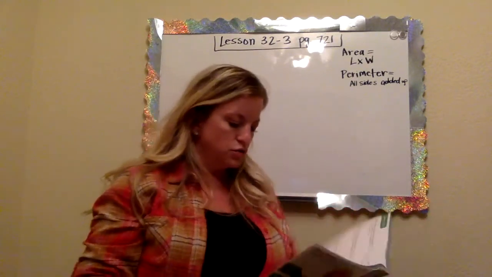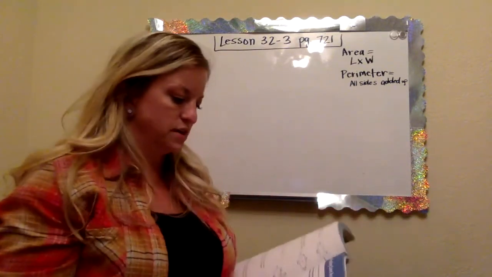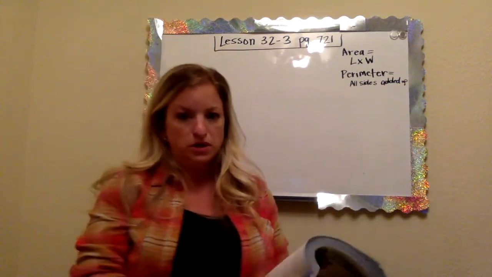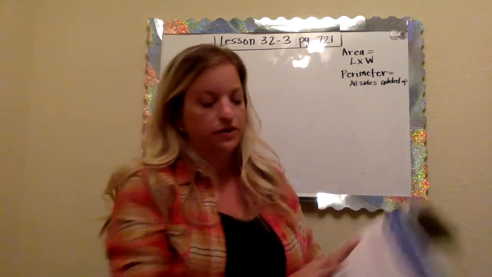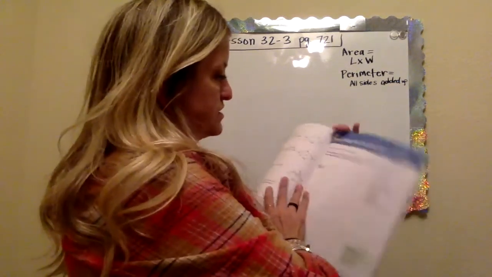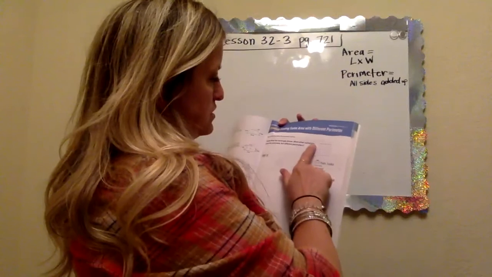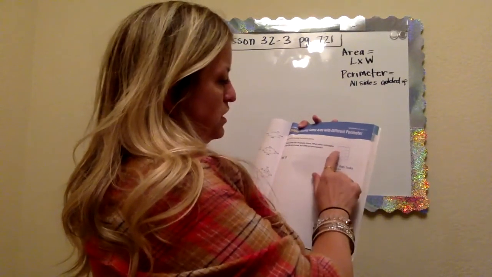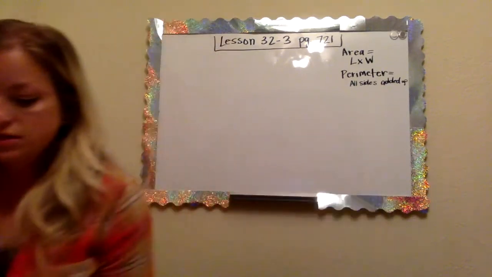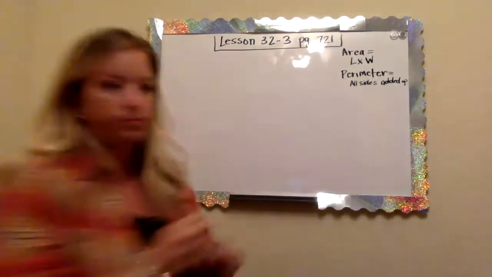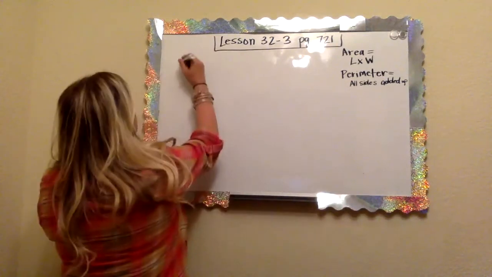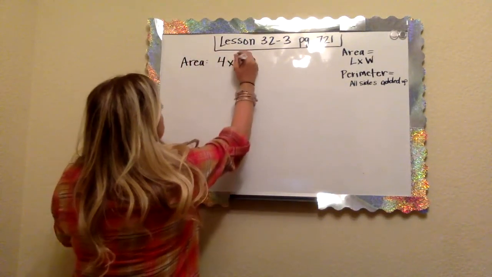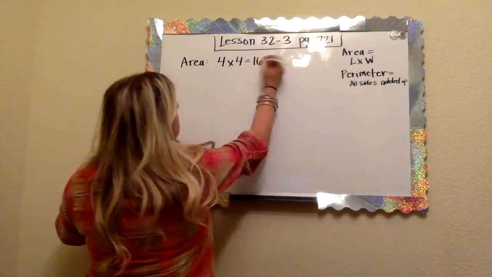On page 721, it says, Emma drew the rectangle shown. What other rectangles have the same area but different perimeters? First you have to find out what the area is. And it is like an array. So you're going to count the length and the width. 1, 2, 3, 4. 1, 2, 3, 4. So this shape would have an area of 4 times 4, which is 16.